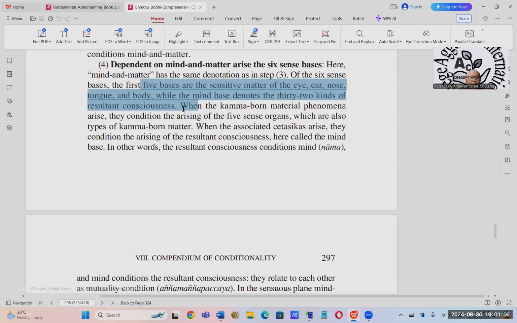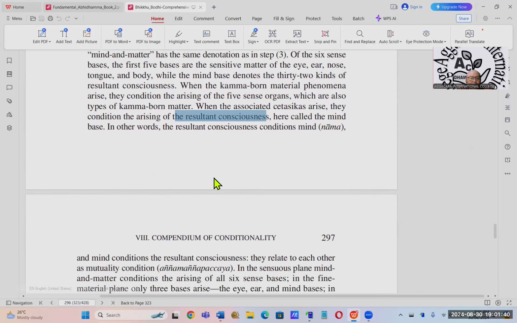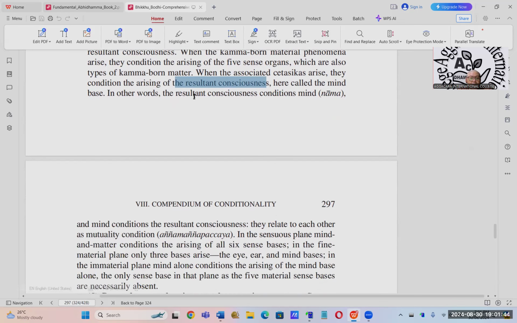So this is more information about the different types of chitta that will arise. The 32 vipaka chitta, we call resultant consciousness. So when born there will be kamaja rupa and so on. This one we leave to the intermediate level, right? Now why are we talking about this? Because associated cetasika arise. So the resultant consciousness conditions the dhamma, the mind base. So cetasika condition the mind base here. In other words, resultant consciousness conditions the dhamma, and mind conditions the resultant consciousness.